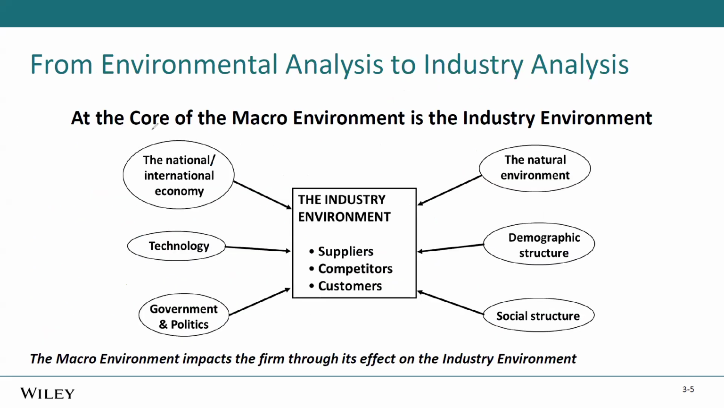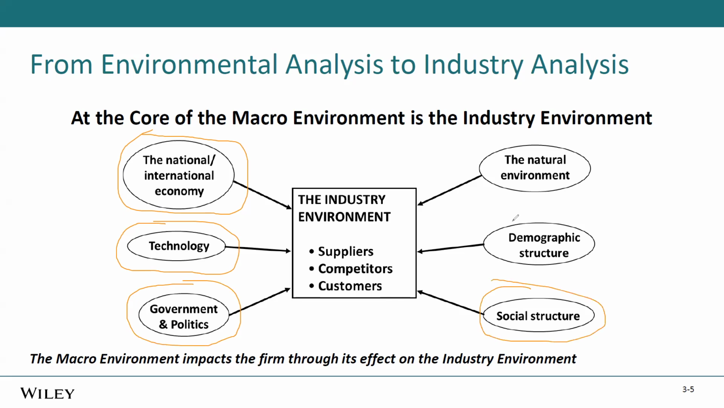In this textbook, they divide the macro environment into these factors: the national and international economy, technology, government and politics, social structure, demographic structure, and the natural environment. We'll talk about things in that order, but all of these can be subsumed under the much more familiar acronym that's used more commonly, just PEST or PESTEL.